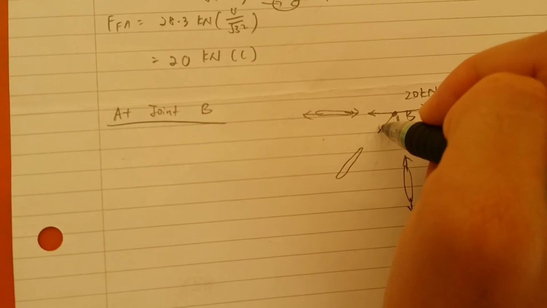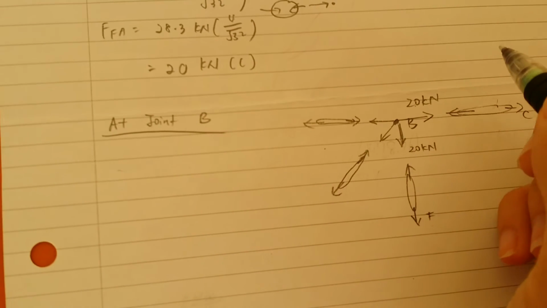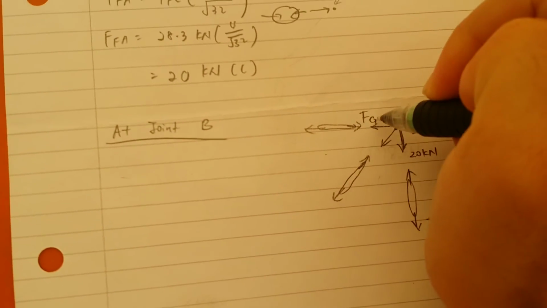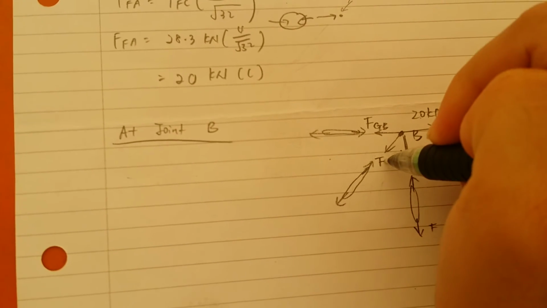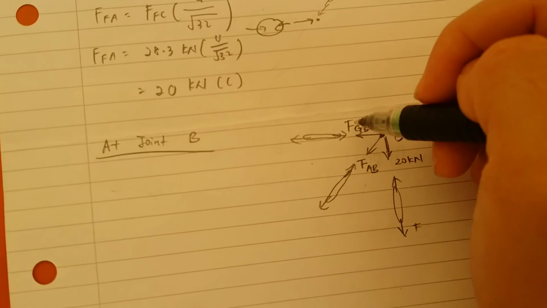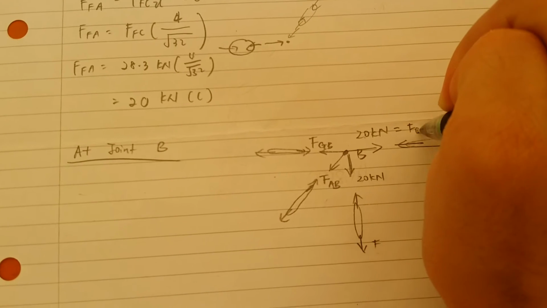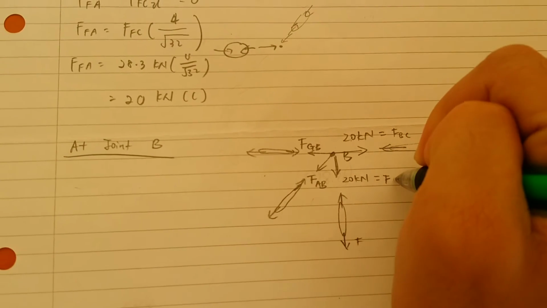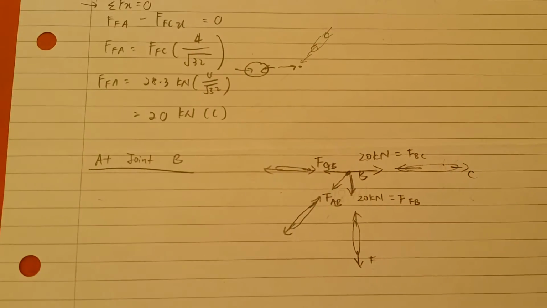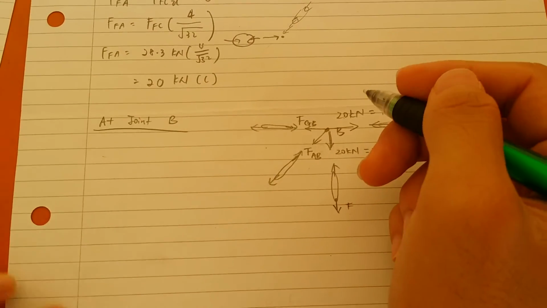BA, BA maybe is tension as well. We also assume tension first. So from here, this is FGB and this is FAB. So now so far we have only two unknowns left, FGB and FAB. And then this one is FBC and this one is FFB. Okay. So now we can proceed to the summation of forces equal to 0.